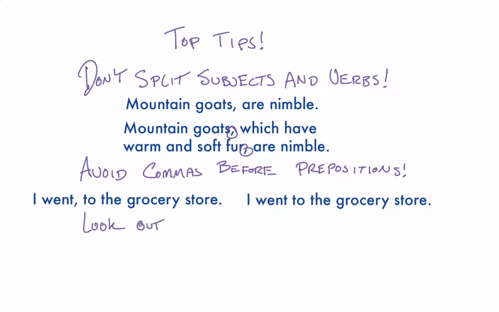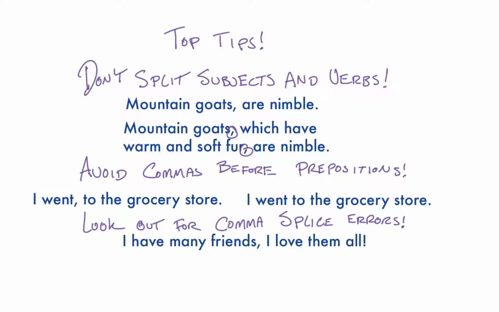My final top tip is to look out for comma splice errors. A comma splice happens when two independent clauses link up with just a comma and no FANBOYS conjunction. "I have many friends, I love them all." This is no good. We need to put in a word like "and" or "but" after the comma in order for this to be a grammatically correct sentence. So, that's what those commas can do.